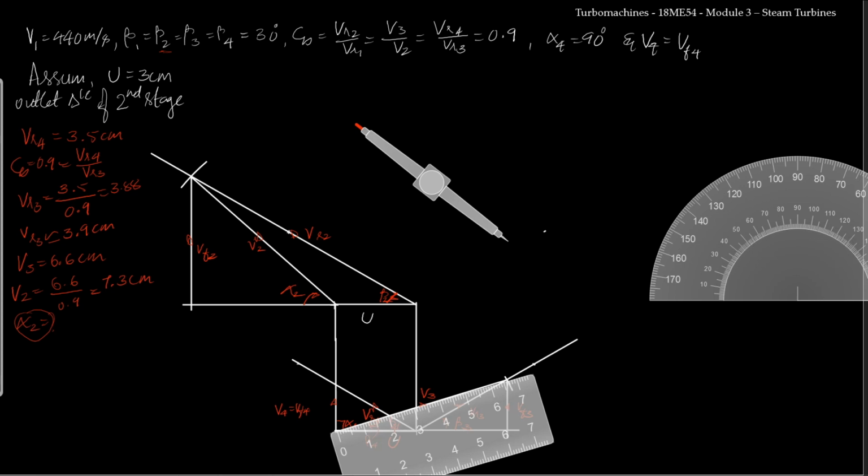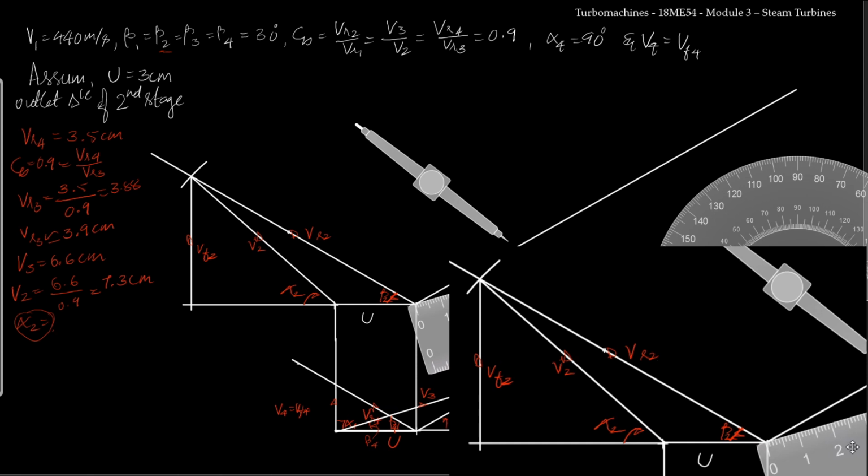Now I need to construct the inlet velocity triangle of the first stage. For that I have marked 30 degree. So I will draw a line which passes through our marking. I will not bother with the length. Now I know the relation between VR2 and VR1. So for that purpose, first I will measure the length of VR1.